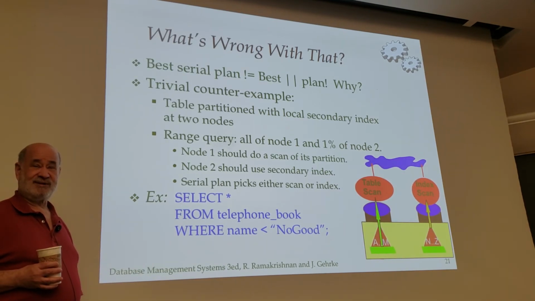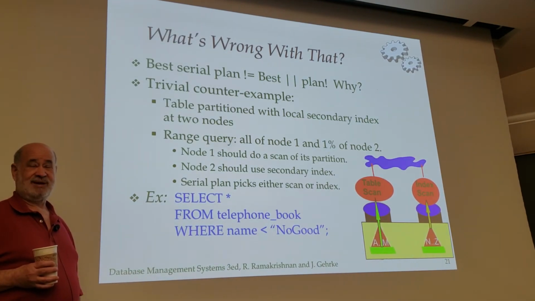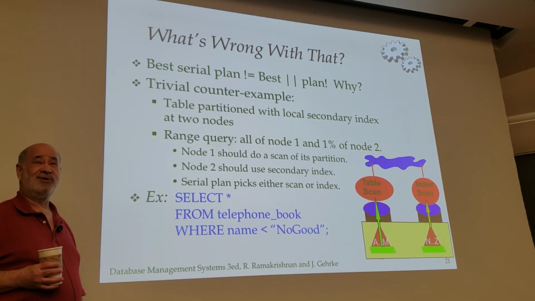Less than 1% of the data, assume. Because that's N through Z. Less than 1% of the data is going to be less than no good. So for that site, using your index would be a better way of doing it.